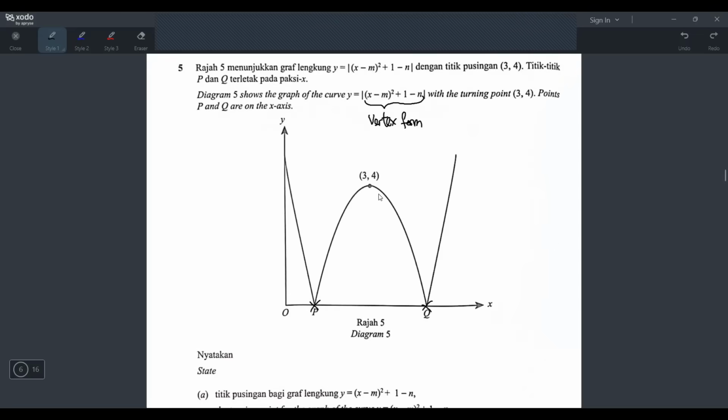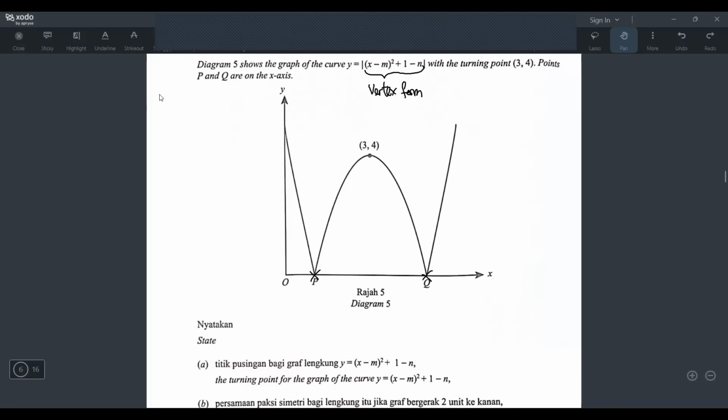Okay, I want to ask you, why does the graph look so weird? Why not just look like this? Why does it look like this, like this, like this? Because of the modulus. Because when you modulus, the graph below the x-axis will reflect upwards. That's why it ends up looking like this. But it's still a quadratic curve. It's just that there's the modulus, right?